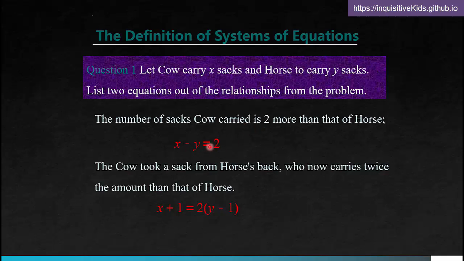So let's first set these equations. The number of sacks cow carried is 2 more than that of horse. So that means that x minus y is 2. The cow took a sack from the horse's back, who now carries twice the amount than that of horse. It means that if you add 1 to x, so the original amount that cow had, that's equal to 2 times y minus 1. And now you can simplify each of these two equations and then try to solve for a common solution that works for both of them.